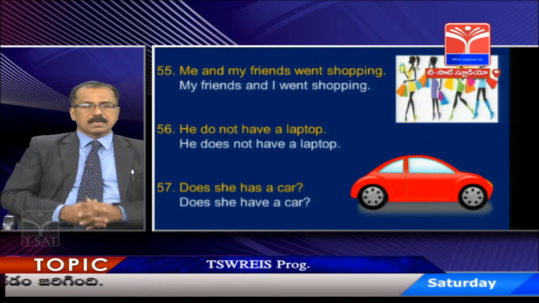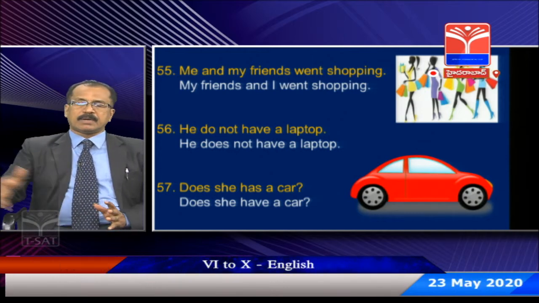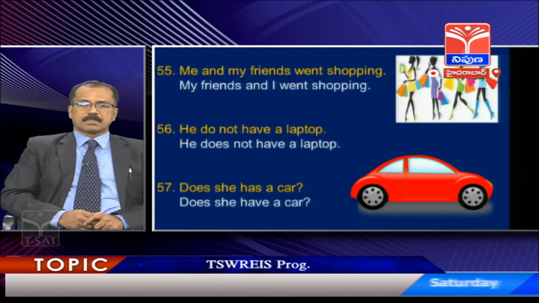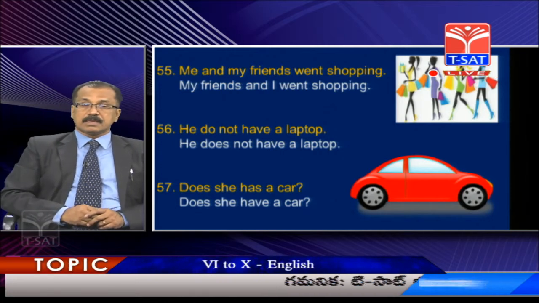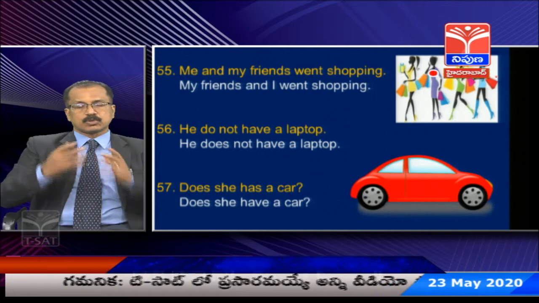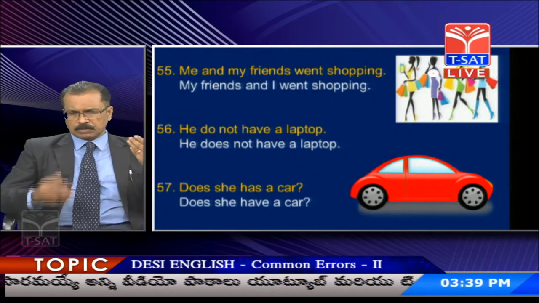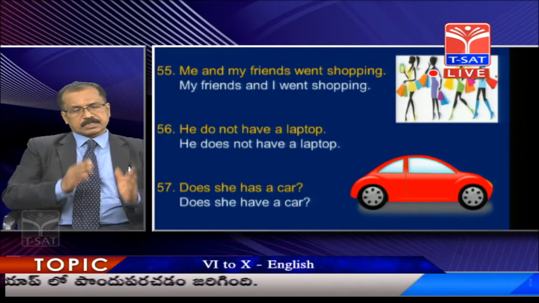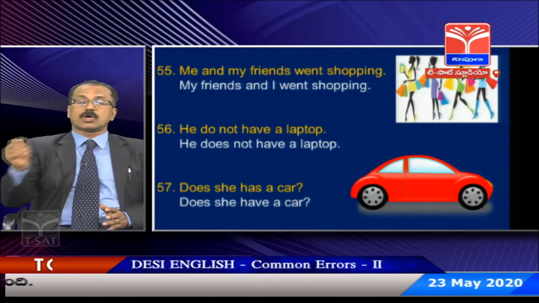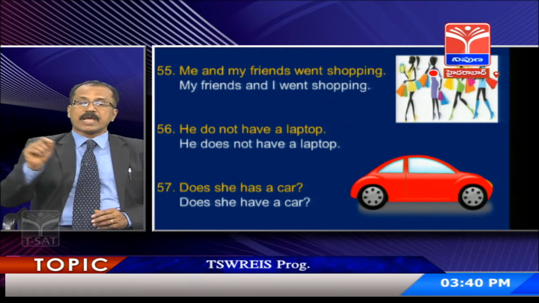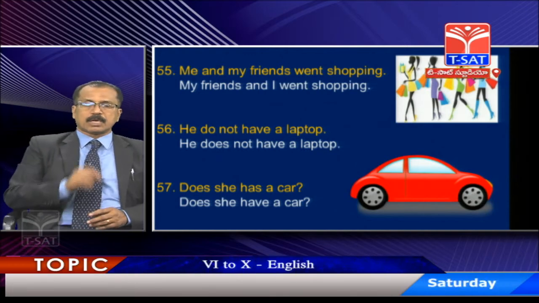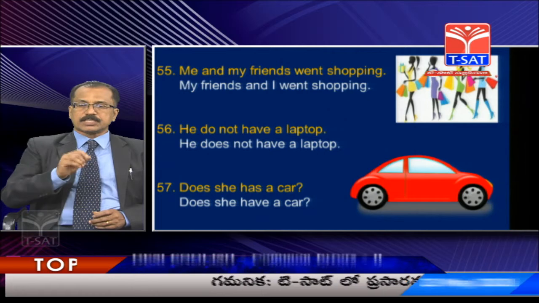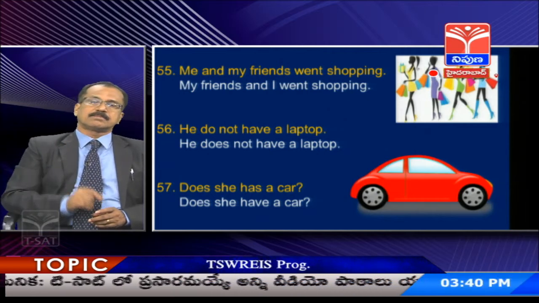The next sentence: he do not have a laptop. Or he do not have a cell phone, a computer. No, he is third person singular. I am sure your previous teachers also told you about subject verb agreement. The subject has to agree with the verb. So, he does not, third person singular. You should say he does not have a laptop or she does not have a laptop. You cannot use have with he or she. She does not have a mobile phone.